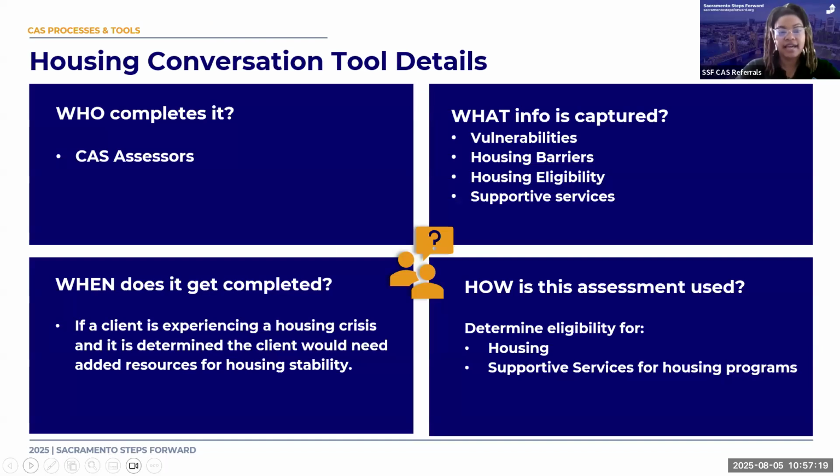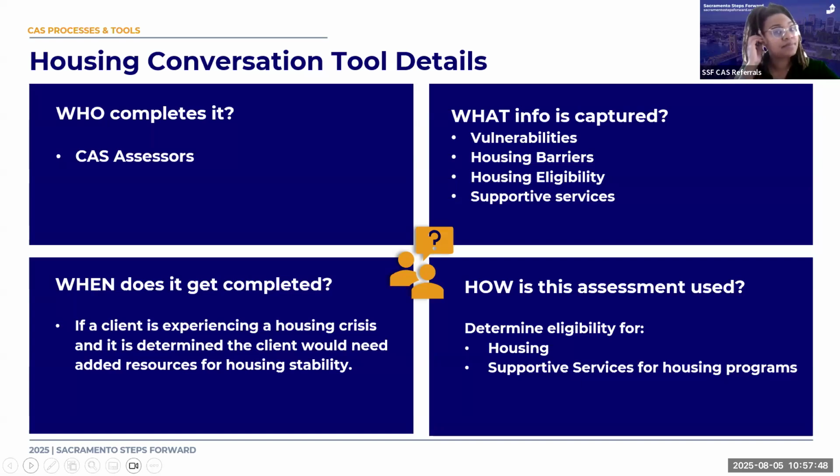And then when does it get completed? If a client is experiencing a housing crisis and is determined that the client would need added resources for housing stability. So if any time that your client has expressed an interest, or you're also witnessing that the client needs extensive housing need, definitely do a housing conversation tool. And how is this assessment used? It helps us to determine eligibility for housing and for supportive services for housing.